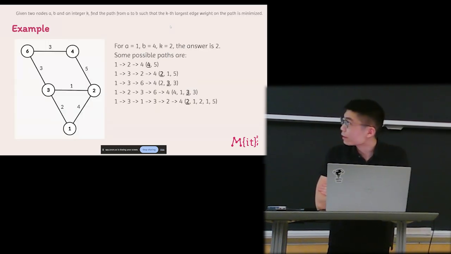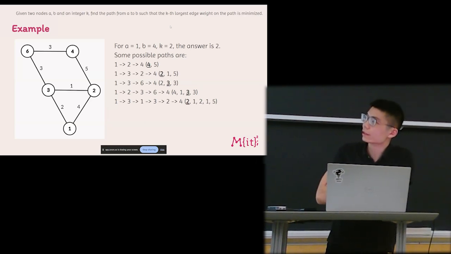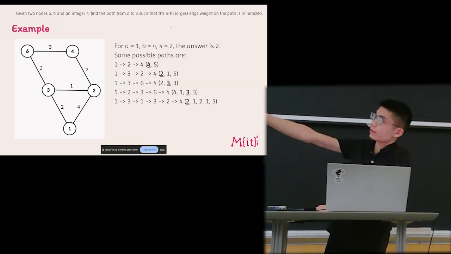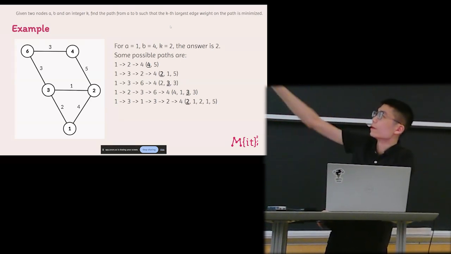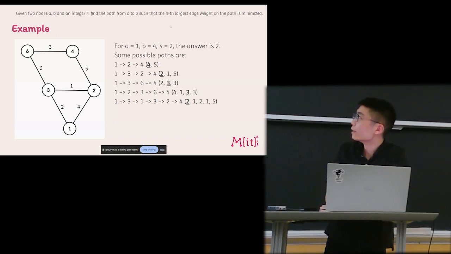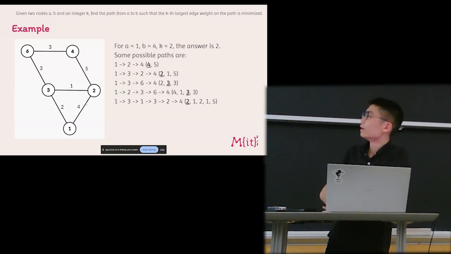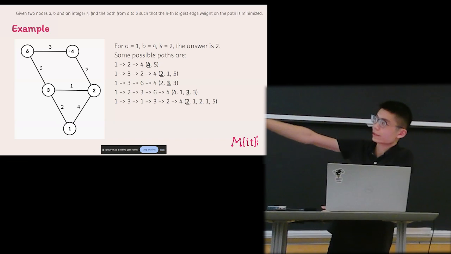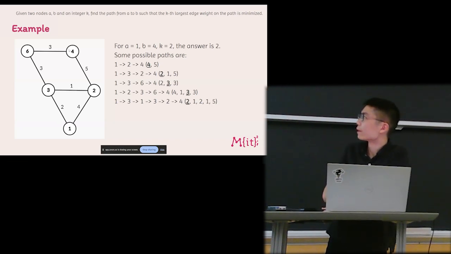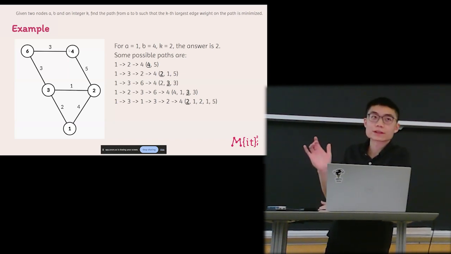So let's look at this graph on the left. The circles are the nodes with the number inside being their index, and then we're looking at a equals 1, and b equals 4. So we're going from 1 to 4, and we want to minimize the kth largest edge weight. So k here is 2, which means we want the second highest edge weight to be minimized. So for example, if we go from 1 to 2 to 4, we cross the 4 and the 5. But then the second largest edge weight there is the 4. The 5 is the largest.